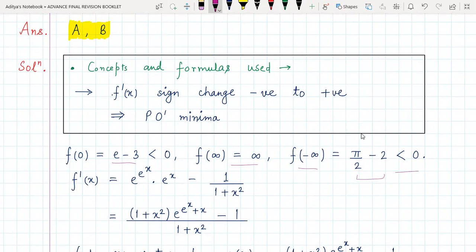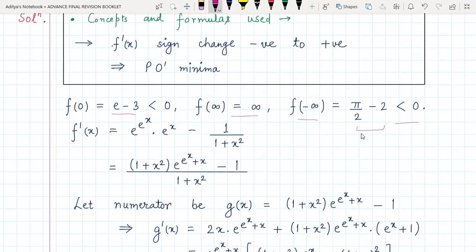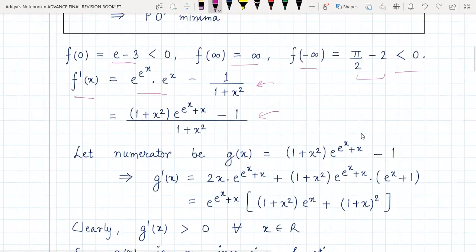Okay. Now, when we are talking about f prime x, the derivative comes out to be this quantity minus this quantity. We have simply differentiated it using the usual rules of differentiation. Now, what I've done is I've taken the LCM here. Now, this numerator function we are calling g of x, nothing else.